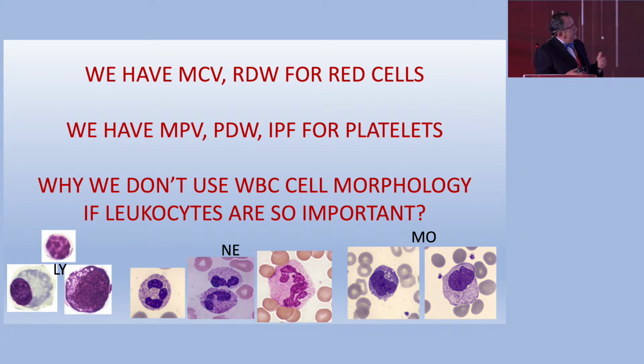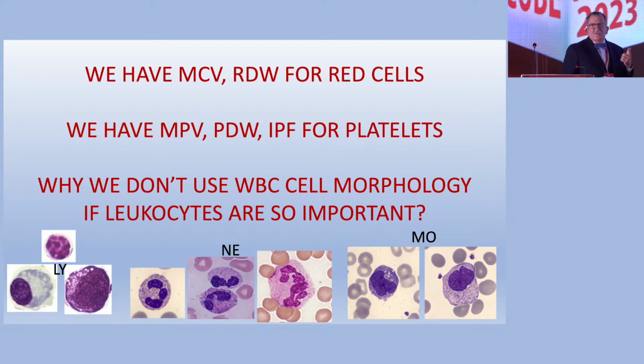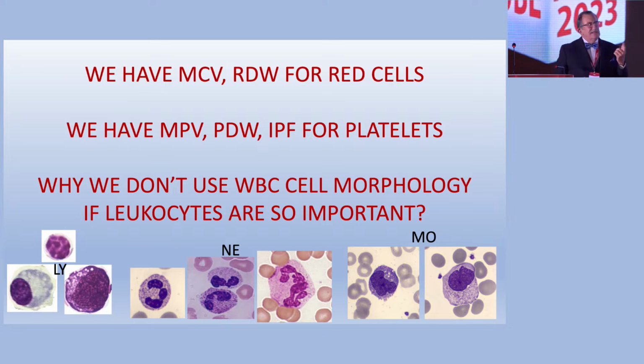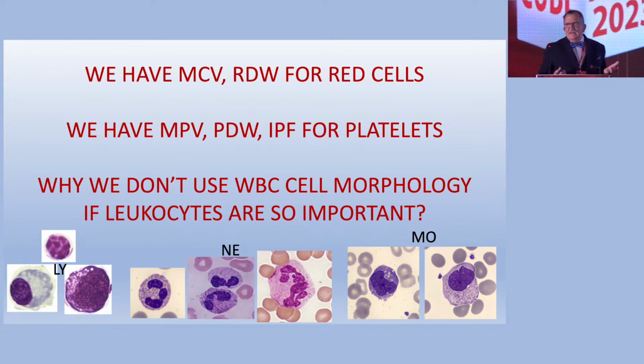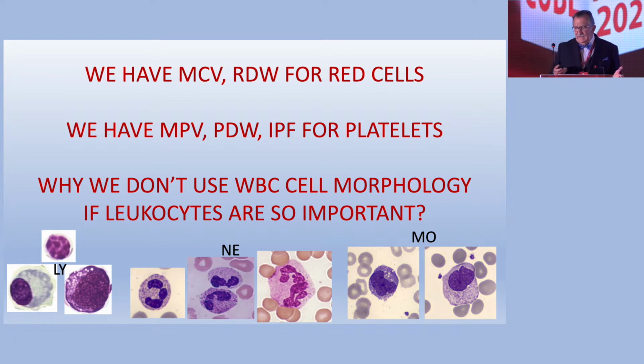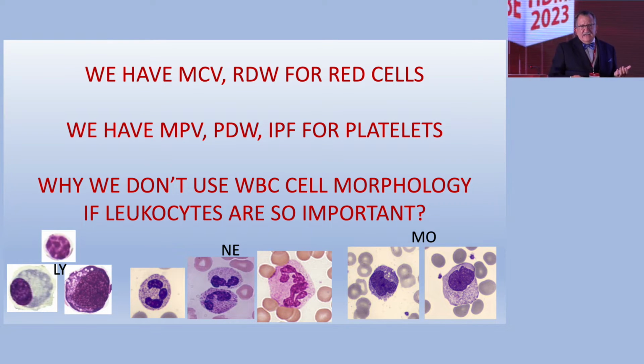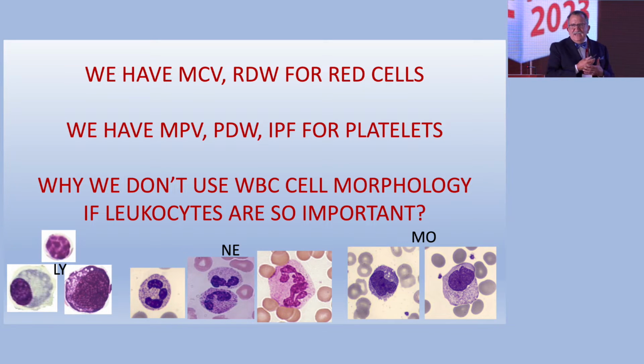But we have, and now comes my talk, MCV and RDW for red cells. We have MPV, PDW, and IPF for platelets. But why don't we have any cell morphology parameter for the leukocytes when they are so important? That was the focus of my career from 1999, when I published a poster at the ASH about how to use the cell population data for the improvement of laboratory hematology diagnosis. And this is the important thing to know.